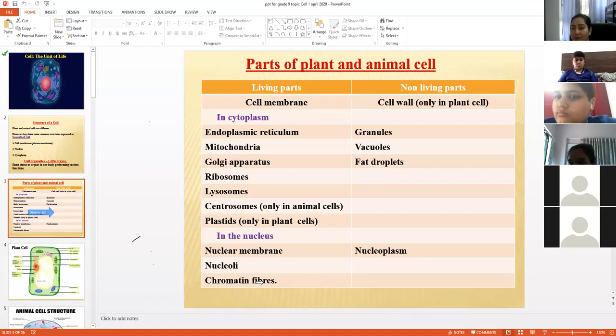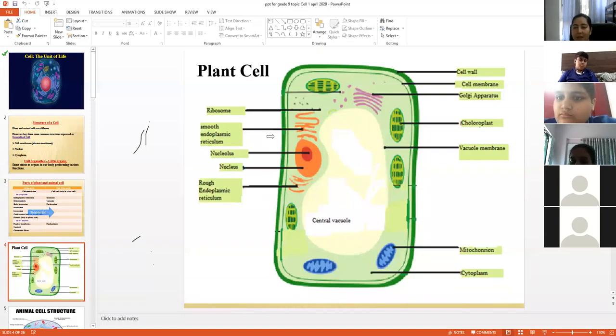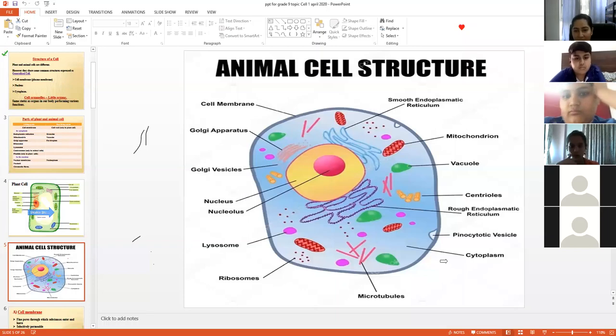What we are going to do here, children, is learn about each and every organelle in detail. Just go through this plant cell. Students, there is a striking difference between a plant cell and an animal cell. A plant cell has a definite structure, square or rectangular. Why is it so? Because it is surrounded by a cell wall. The animal cells do not have a cell wall, and because of this, they are circular or spherical in shape.